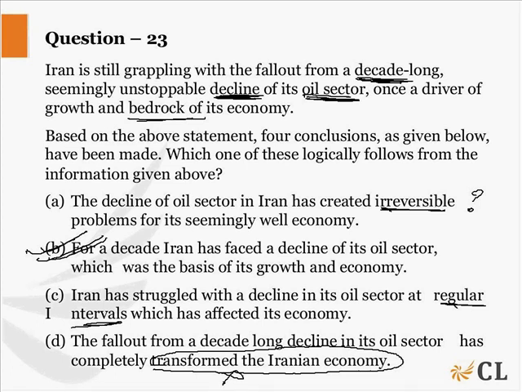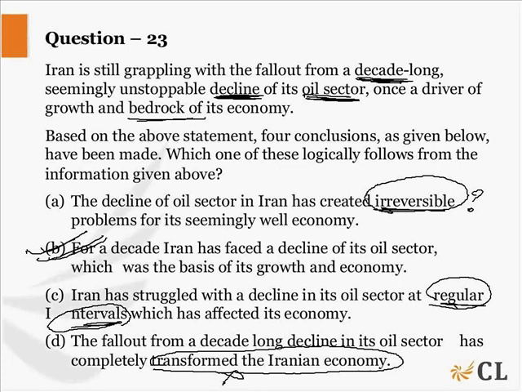I highlighted the problems in the statements, right? Irreversible problem. A cannot be the answer. A is saying ये ठीक ही नहीं हो सकता है. आप ये कैसे बोल सकते हो ये ठीक ही नहीं हो सकता है. He is just saying कि 10 साल से कम ही आ रही है.